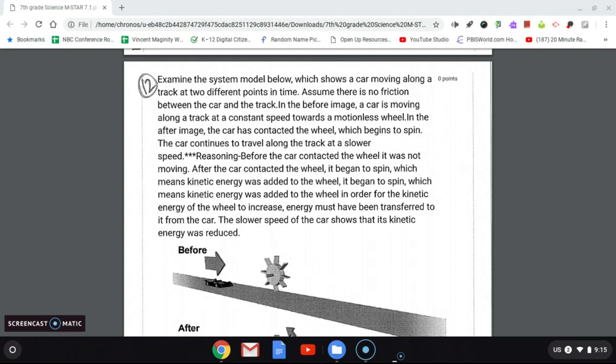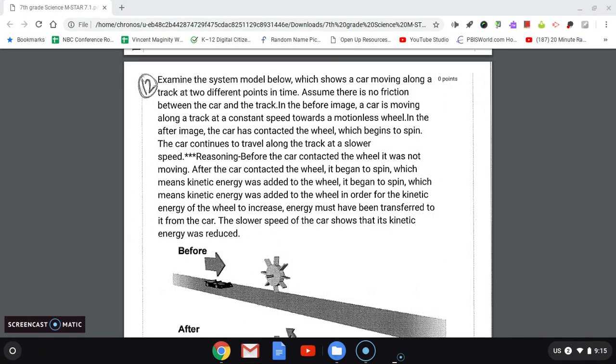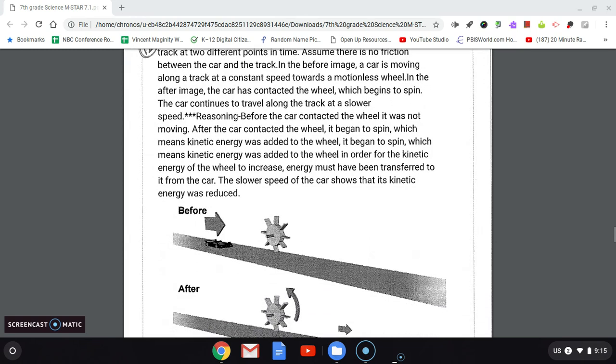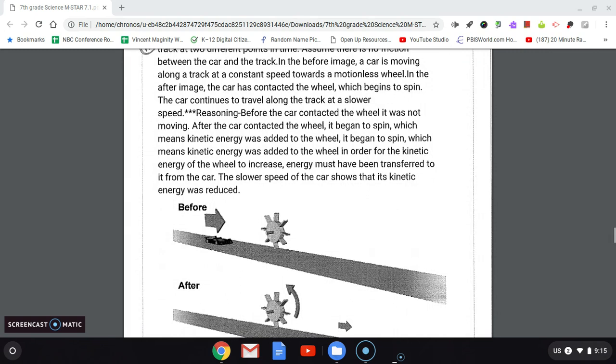Number 12, examine the system model below, which shows a car moving along a track at 2 different points in time. Assume there is no friction between the car and the track. In the before image, a car is moving along a track at a constant speed towards a motionless wheel. In the after image, the car has contacted the wheel, which begins to spin. The car continues to travel along the track at a slower speed.